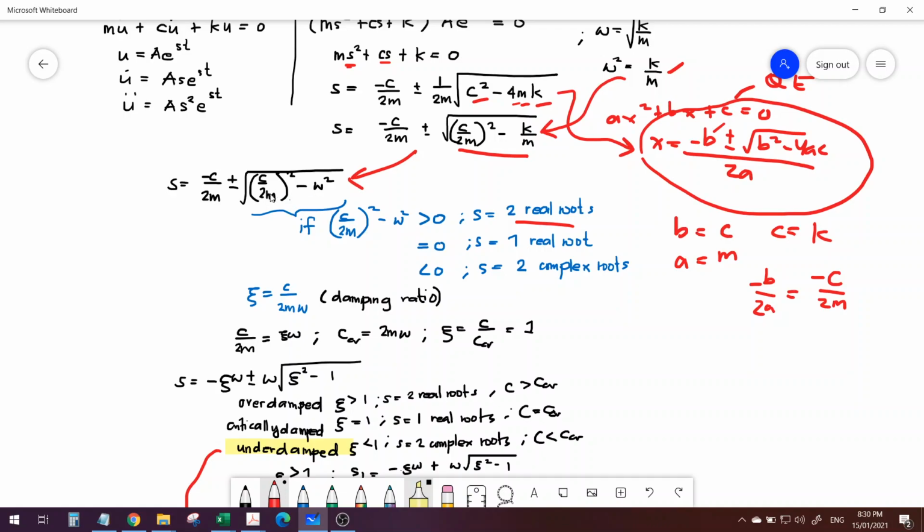Okay? If this is less than 0, so magiging negative, no? Kasi nga less than 0, you will have two complex roots. So those are the scenarios. Okay. So you just have to review yung quadratic formula and quadratic solution.